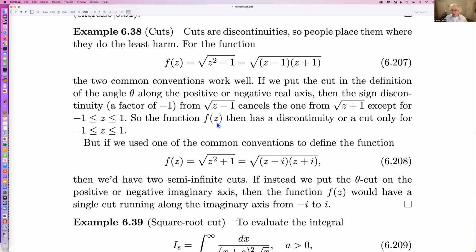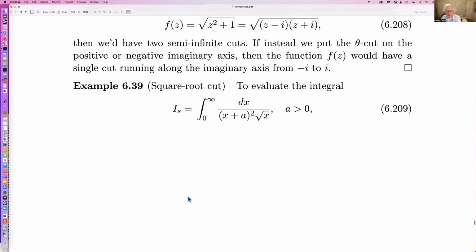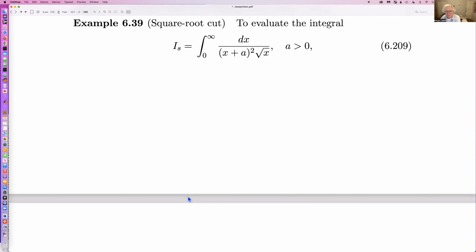So that's one choice that people make. If we used one of the common conventions to define this function, we'd have two semi-infinite cuts. If instead we put the theta cut on the positive or negative imaginary axis, then we just have a single cut running from minus i to i. So there are these different possibilities.